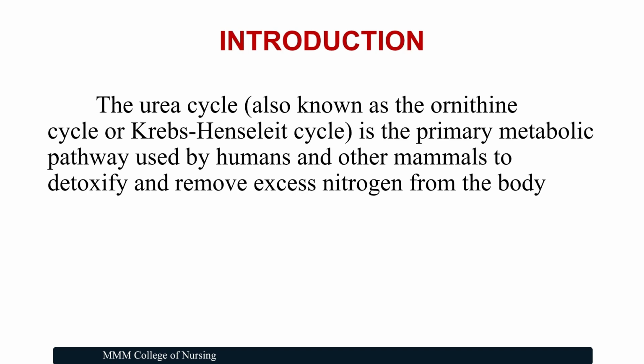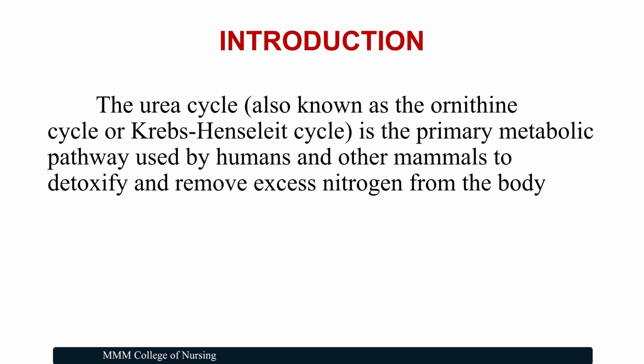The urea cycle, also known as the ornithine cycle or Krebs-Henseleit cycle, is a primary metabolic pathway used by humans and other mammals to detoxify and remove excess nitrogen from the body. When we consume protein, the body breaks it down into amino acids. These amino acids are further broken down, releasing nitrogen in the form of ammonia. Ammonia is highly toxic. Even small amounts can severely damage the nervous system and the brain.